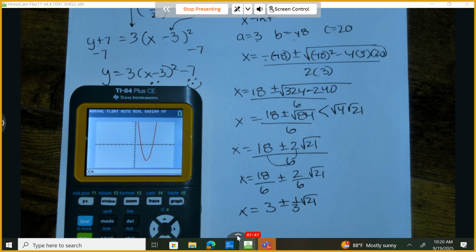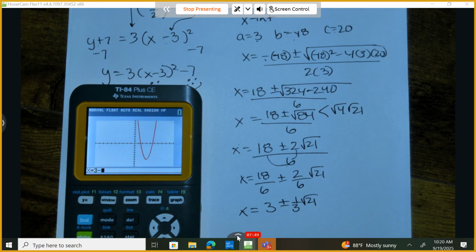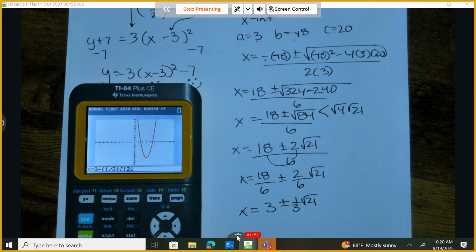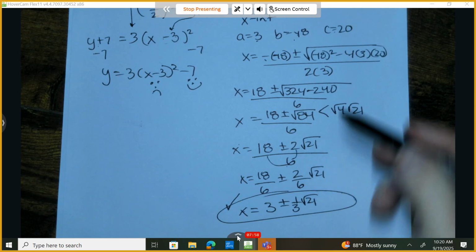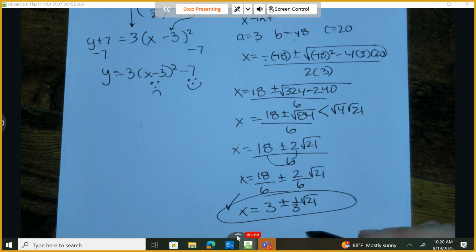And now I'll do the exact same thing with subtraction. 3 subtract 1/3 square root of 21. We can see both of them. So this just verified. It works. My preference is not to use the quadratic formula, but you definitely can use that formula.